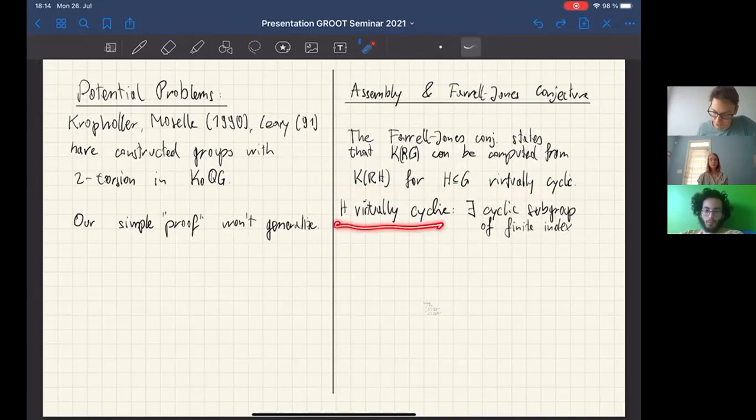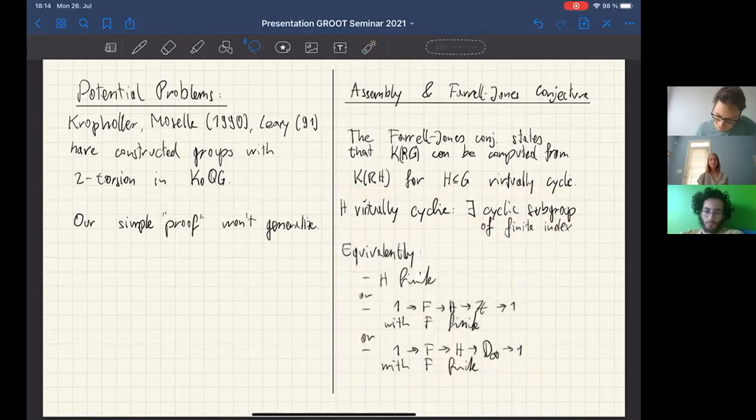So the definition of virtually cyclic is that there exists a cyclic subgroup of finite index. And at first you might think, well, that can still be quite general. This happens only in three classes of groups. And of course, H could be finite. Or it fits into a short exact sequence where you have the integers on the right. So you project onto the integers, and the kernel of this map is finite. Or you project onto a group that is isomorphic to the infinite dihedral group.